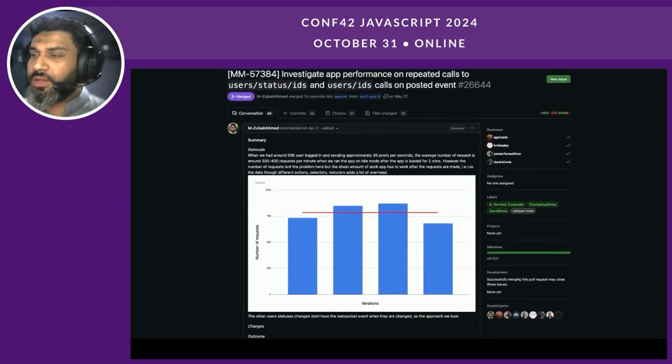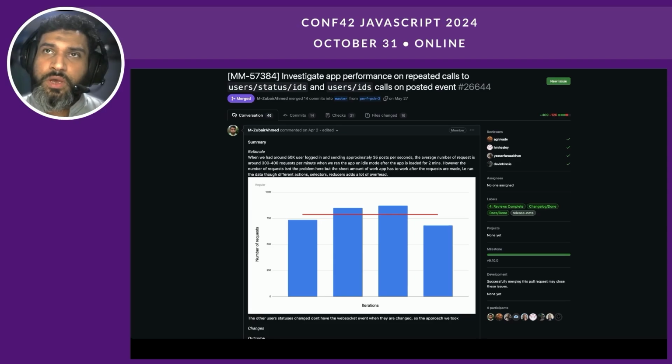Another investigation we did was that we had a lot of network calls being sent to get statuses and user IDs when a new message was posted. Now, agreed, we don't have a WebSocket event when someone changes their status because there are some performance bottlenecks from the server, and that is one of the limitations we have. That's the reason we don't send out a WebSocket event when the user status is changed. So what we had to resort to is manual fetching, after some amount of time fetching the user statuses again.